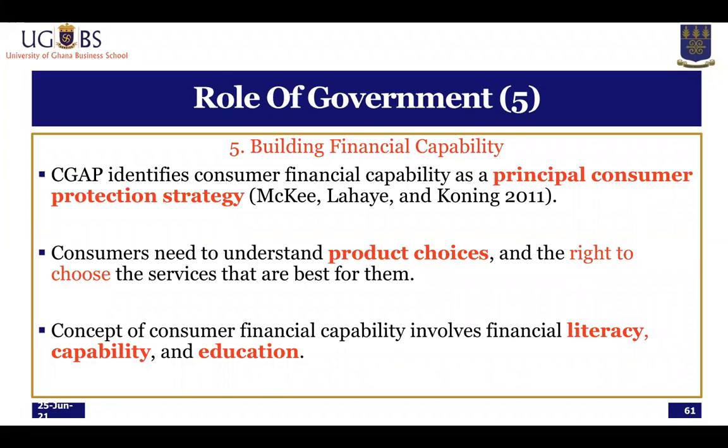Now, another role they can play in fostering financial inclusion is building financial capability. One of the key aspects of financial capability is being capable of making the right decisions in the right frame. And that's one of the principal consumer protection strategies, because when you are financially capable, your decision making is usually at its best or at the peak. So consumers need to understand the product choices and the right to choose the services that are the best fit for them.